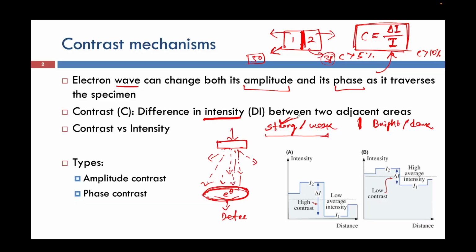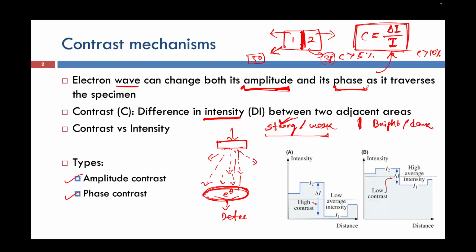However, now that we are talking about contrast mechanisms, there are two different types, depending on which phenomenon gives the contrast we see in our images: one is due to amplitude variation, another is due to phase variation. Because the electron wave, as it traverses through the specimen, can change both amplitude and phase. So that is why we can see two types of contrast mechanism: one will be amplitude contrast, another will be phase contrast.